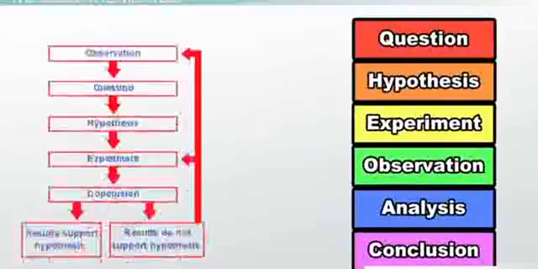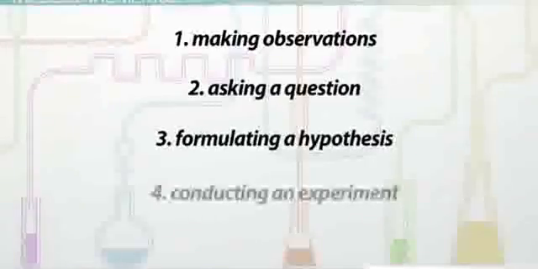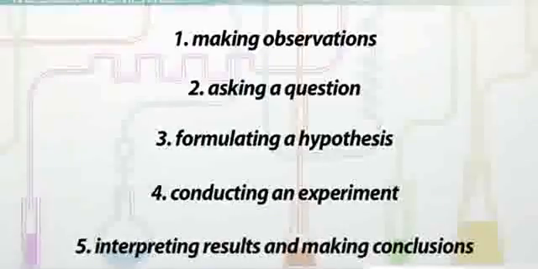Although the specific steps of the scientific method can vary by discipline, it is widely agreed upon that the fundamental elements of the scientific method include 5 steps. The scientific method starts with making observations, and then moves on to asking questions, formulating a hypothesis, conducting an experiment, and ends with interpreting results and making conclusions.